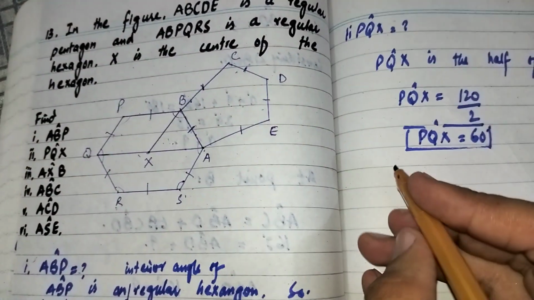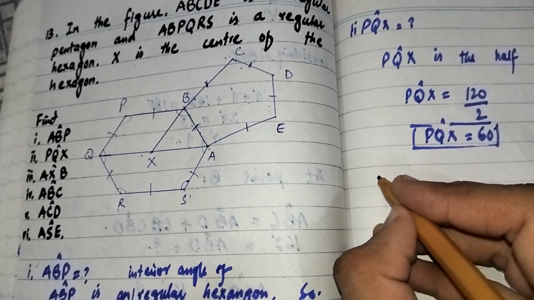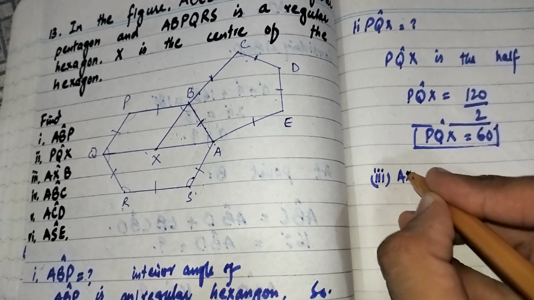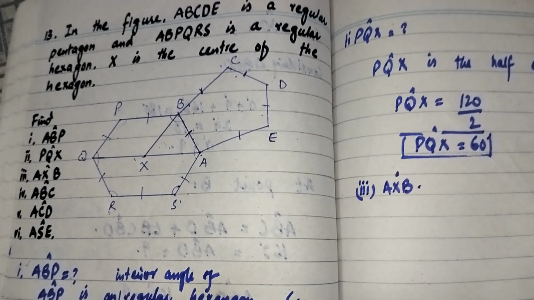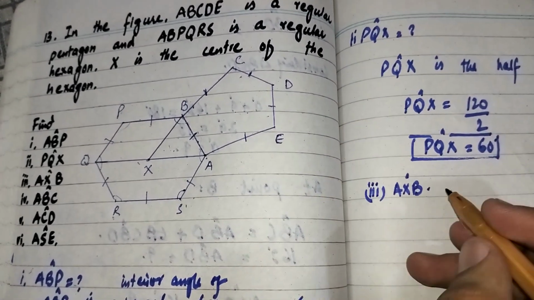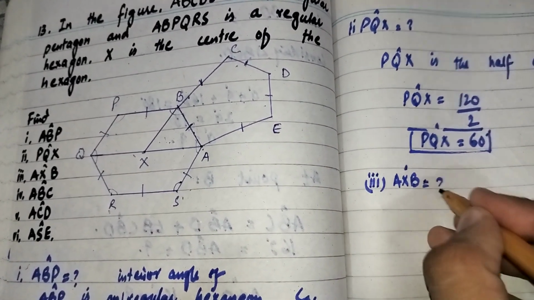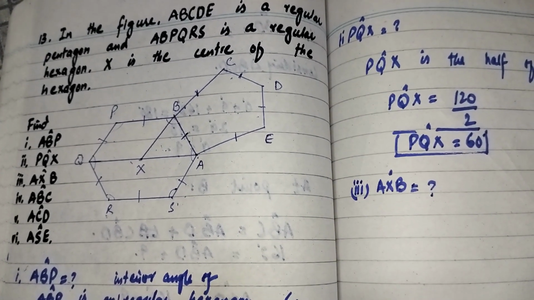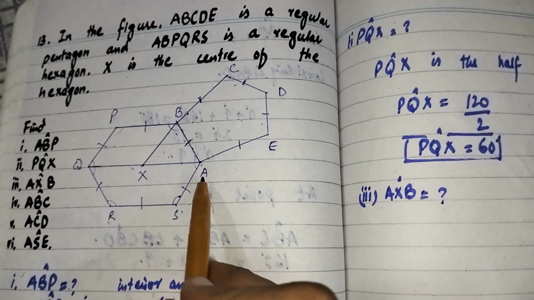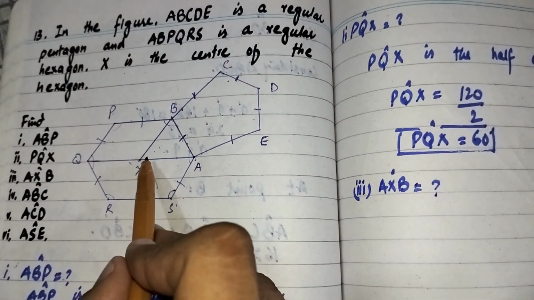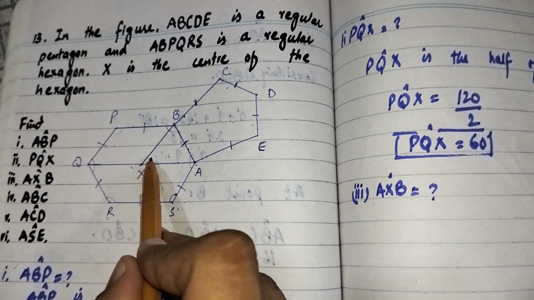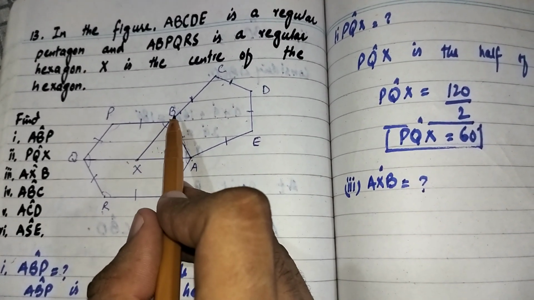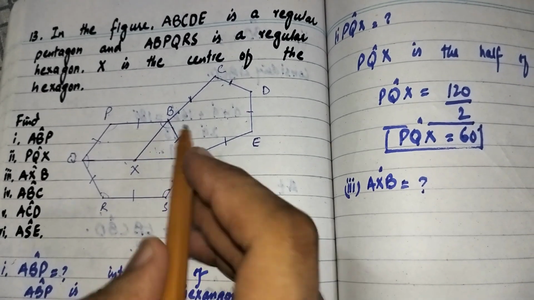In the third, we have to find AXB. AXB. This angle is a part of this triangle. So to find AXB, we have to consider ABX triangle.